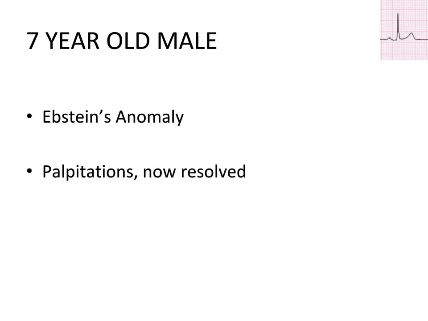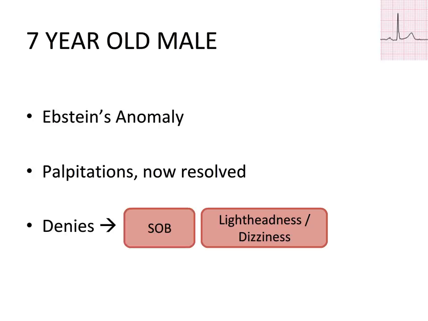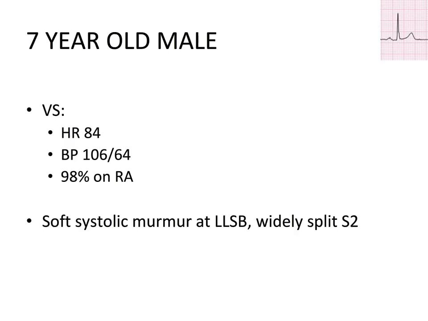Alright, let's try one last case of EKG findings in congenital heart disease. This time you are seeing a 7-year-old male with a diagnosis of Ebstein's anomaly. He presents with complaints of palpitations that lasted for 15 minutes that are now resolved. He denies any shortness of breath, lightheadedness, dizziness, or fever. This time, your physical exam shows a heart rate of 84, blood pressure of 106/64, and an oxygen saturation of 98% on room air. The patient has a soft systolic murmur at the left lower sternal border and a widely split S2. You decide to get an EKG.